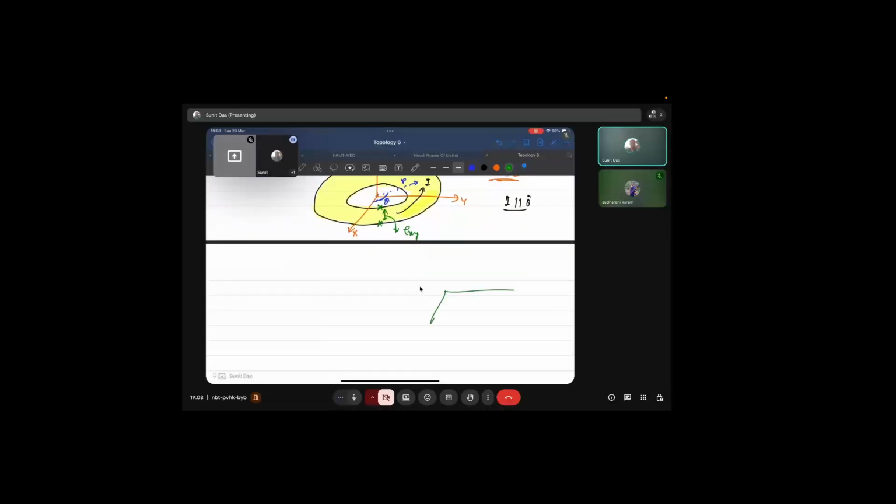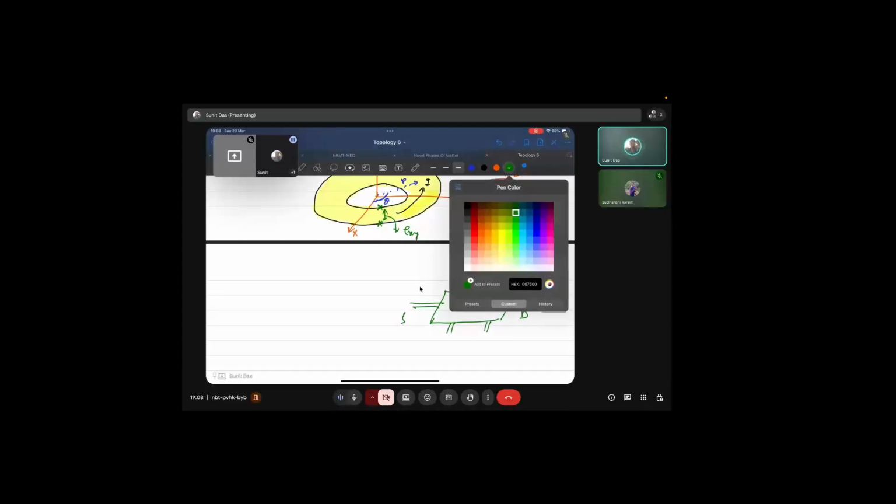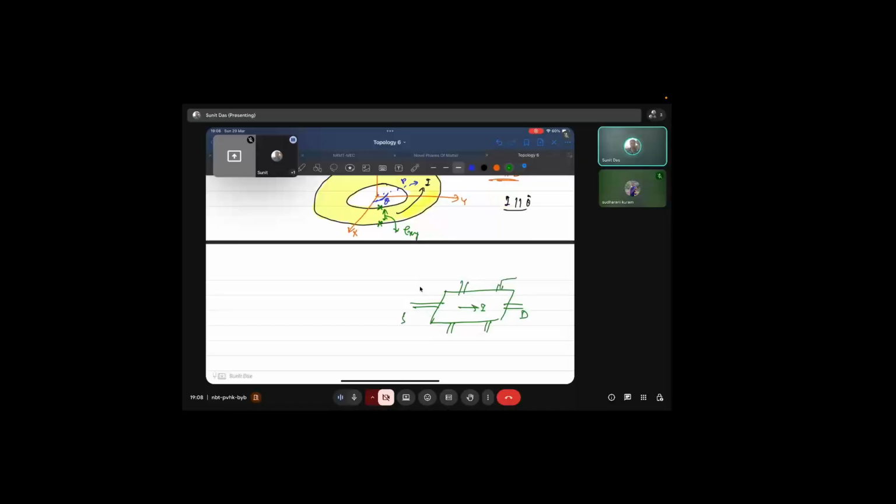So our sample was something like this. You have source here and drain here. You are applying current here, and then you have a lead perpendicular to the current, and you are measuring the Hall voltage somewhere here, right? And then the magnetic field is also applied along the perpendicular direction. So your current, magnetic field, and Hall voltage are all perpendicular.